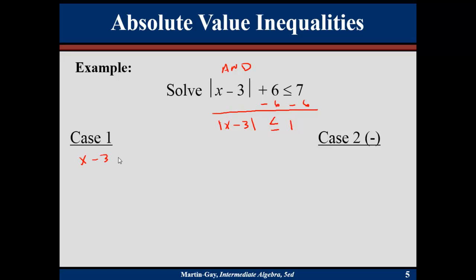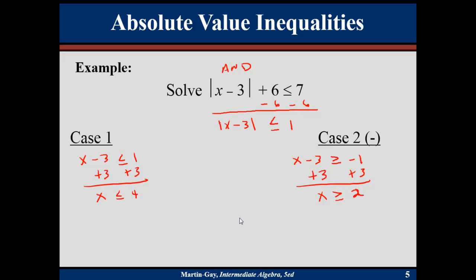X minus 3 is less than or equal to 1. Add 3 to both sides to solve it. X is less than or equal to 4. Again, with case 2, the left-hand side stays like it is, X minus 3. You flip your inequality symbol and you change the sign of the number on the right-hand side. So that becomes negative 1. Then you add 3 to both sides and you get X is greater than or equal to 2.